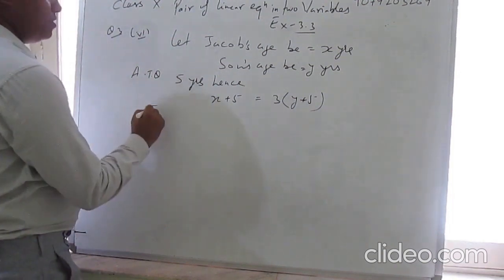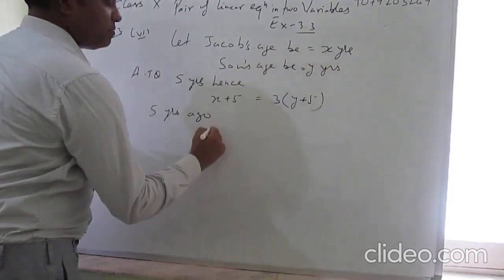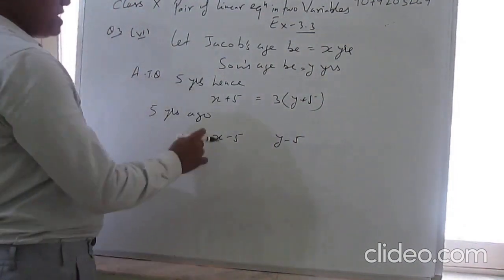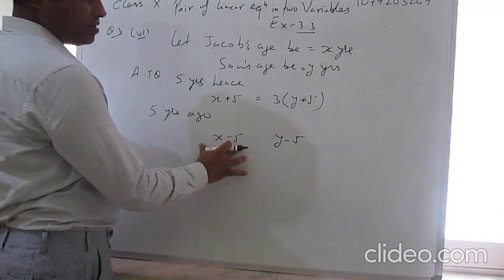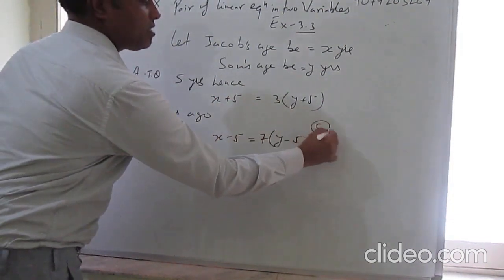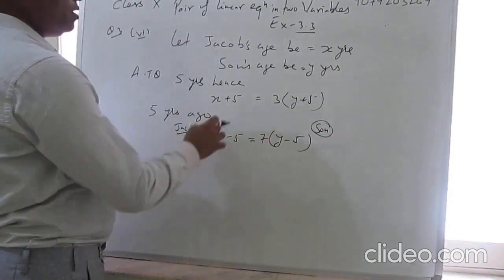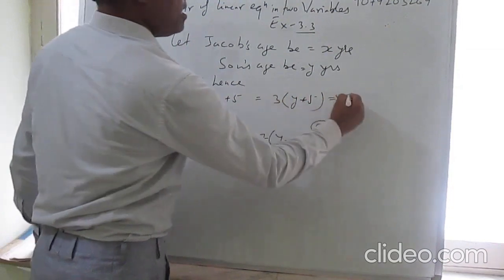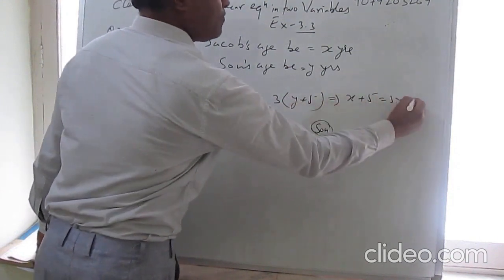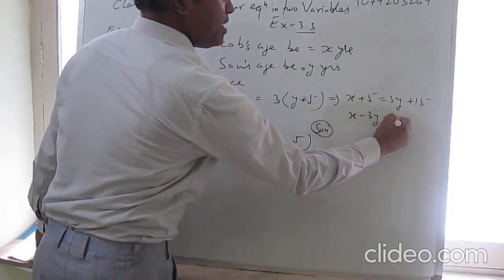Now he says 5 years ago, 5 साल पहले. So we will subtract 5 from Jacob's side, 5 from son's side. Jacob was 7 times old. How many times old? 7. ये already 7 है. जब भी बैलेंस करेंगे तो we multiply 7 to the son side. कहाँ multiply करेंगे? son की तरफ multiply करेंगे. This is Jacob. So from this we see that x plus 5 is equal to 3y plus 15. So x minus 3y, 15 इधर आ जाएगा, minus 10 is equal to 0.